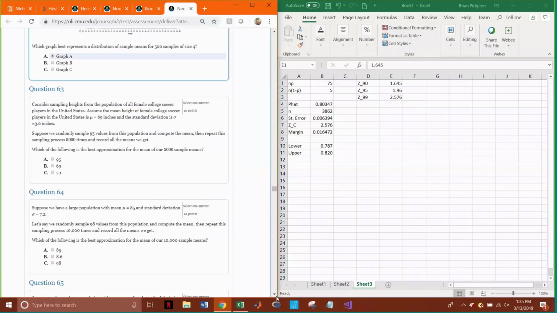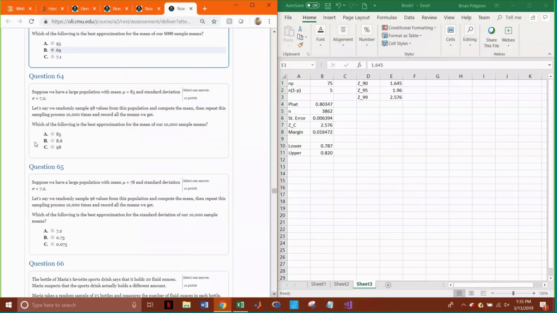So, consider sampling heights from the population of all female college soccer players. The female soccer players have a mean height of 69 inches and a standard deviation of 3.6. So suppose you randomly sample 95 values from this population and compute the mean. Then we repeat this several times. Which of the following is the best approximation for the mean of our 5,000 sample means? Well, this is just assessing whether you understand the relationship between the population mean and the mean of the sampling distribution. They are the same. So it's 69.